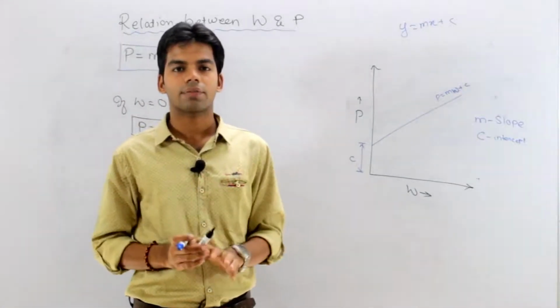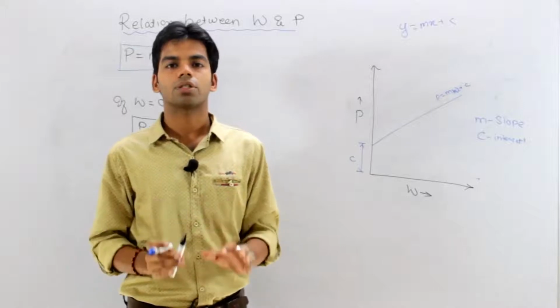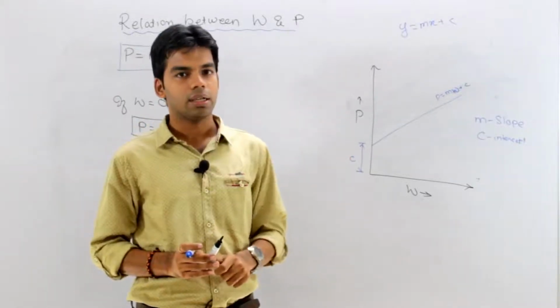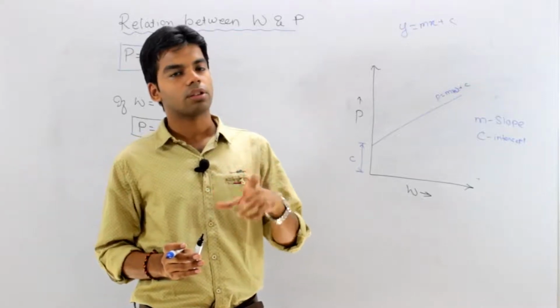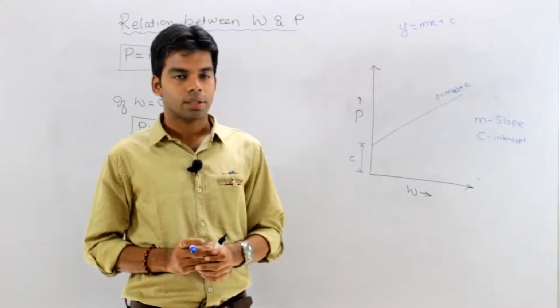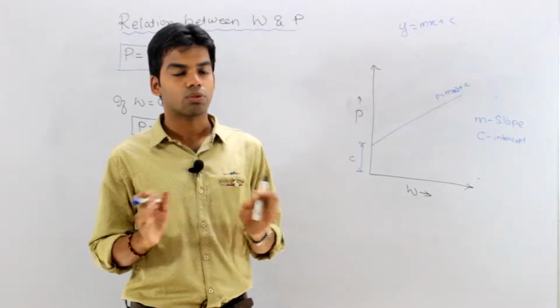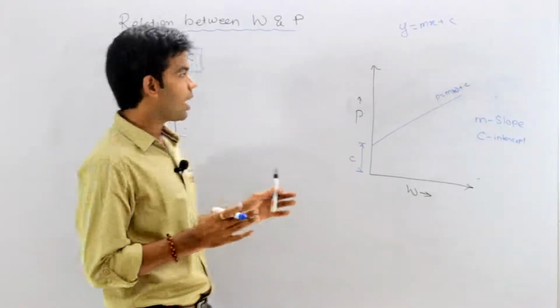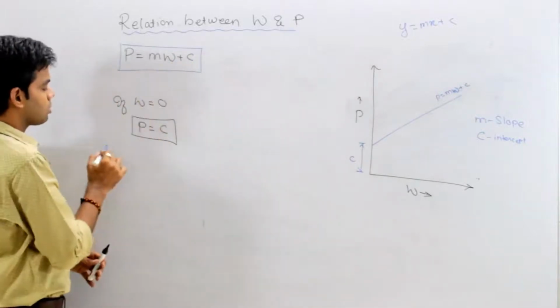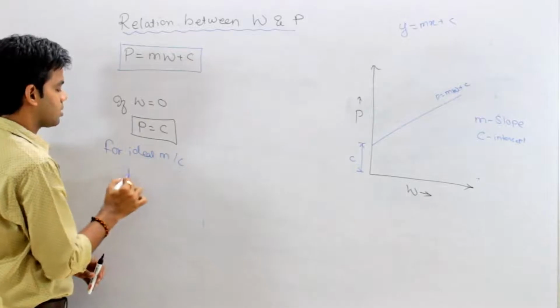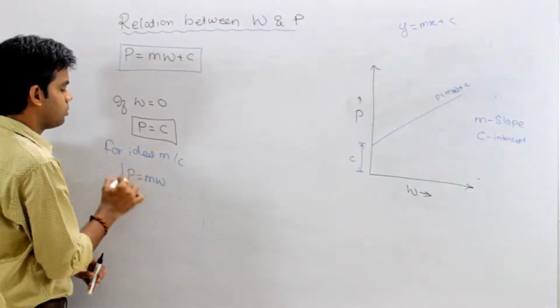Now, why is this effort? Because of the frictional losses. That means this C, this constant, this intercept C, is nothing but accounting for the frictional losses. Getting this or not? Okay, so if we have an ideal machine in which there are no frictional losses, this frictional loss will be equal to 0. So, for an ideal machine, P is equal to m into W.